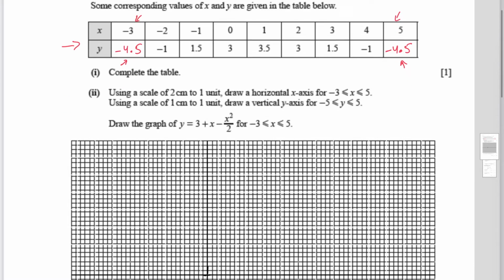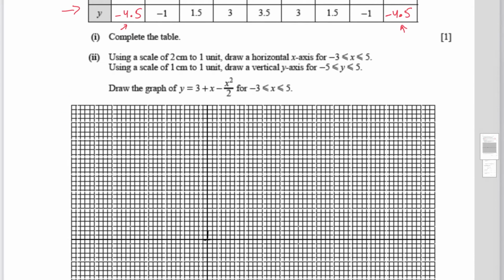Okay, let's move on. The next part says using a scale of 2 centimeter to 1 unit, draw a horizontal axis for negative 3 less than or equal to x, which is less than or equal to 5. Using a scale of 1 centimeter to 1 unit, draw a vertical y-axis for negative 5 to 5. Draw the graph of y equal to 3 plus x minus x square over 2 for the domain minus 3 less than or equal to x, which is less than or equal to 5.